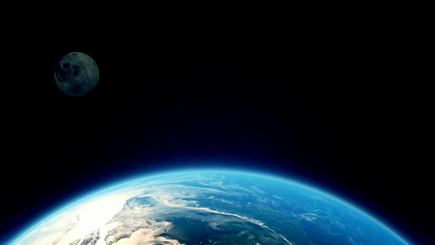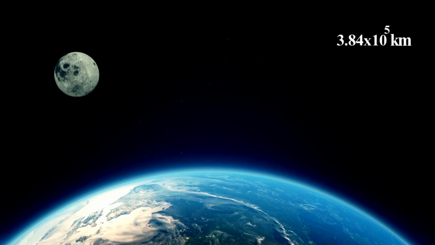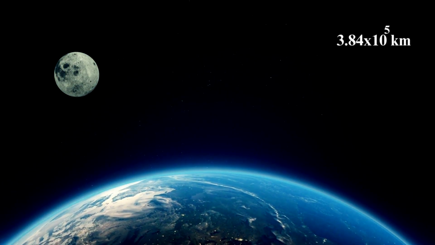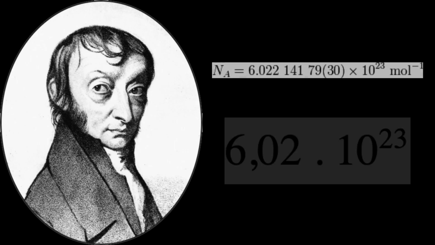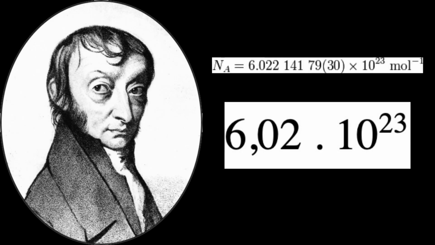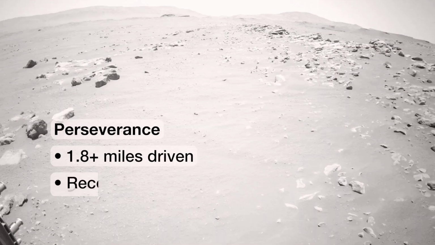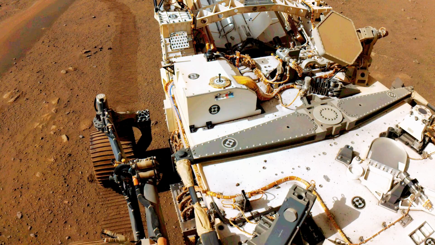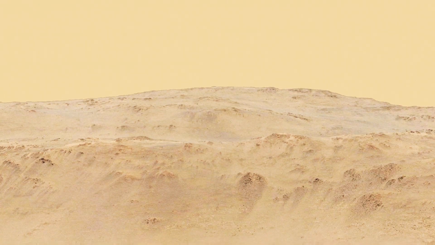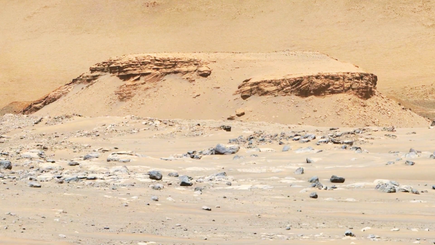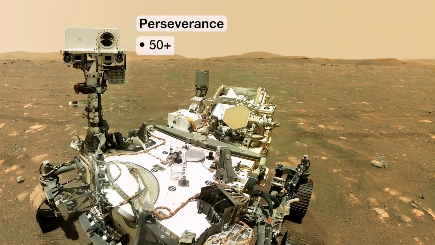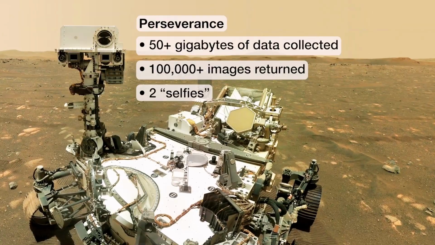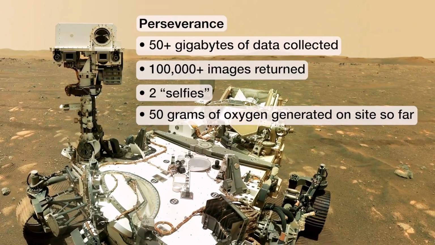For example, the distance from Earth to the Moon is about 3.84 times 10 to the fifth kilometers, while Avogadro's number, which represents the number of particles in 1 mole of a substance, is roughly 6.02 times 10 to the 23rd power. Writing these values in scientific notation allows scientists to express enormous and tiny quantities with equal clarity. Every observation in science relies on quantifying the world around us. When Perseverance analyzes a rock, it's measurements that turn raw data into meaningful information. But measurements alone aren't enough.